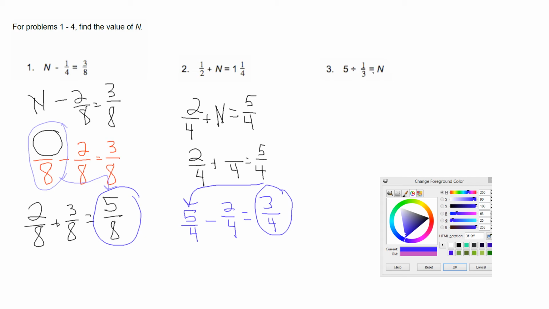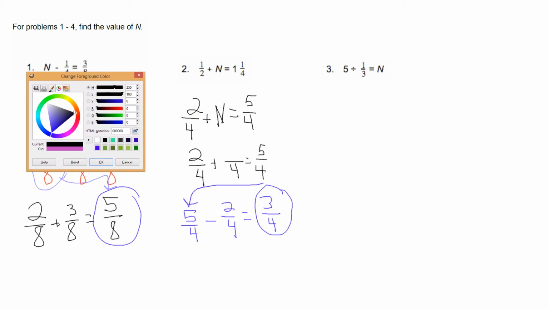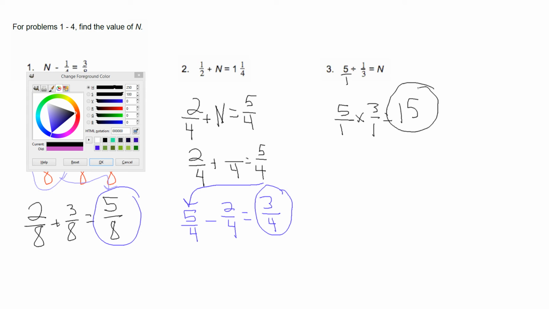This one isn't really an algebra problem, it just kind of looks like it. I like to write my whole numbers over 1, and then we'll just keep change flip. And I got 15. And that's the final answer for the practice test.